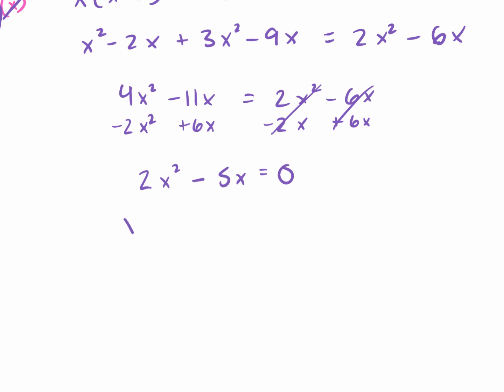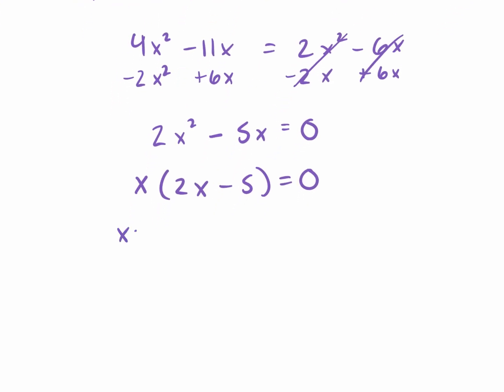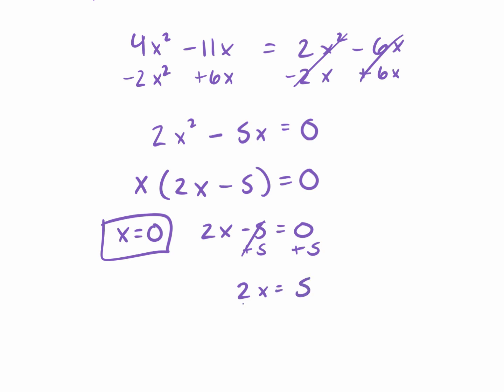Take out the GCF. So what's my GCF? X. So I take out the x and I'm left with 2x minus 5. What would I do next to solve? Set them both equal to 0. So we have x is equal to 0 and 2x minus 5 is equal to 0. So x is equal to 0 is going to be one of our answers. For the next one, I'm going to add 5 to both sides. So 2x is equal to 5 and divide by 2. So x is equal to 5 over 2.